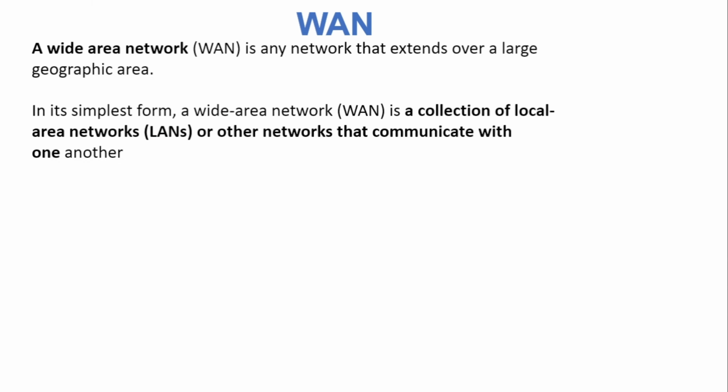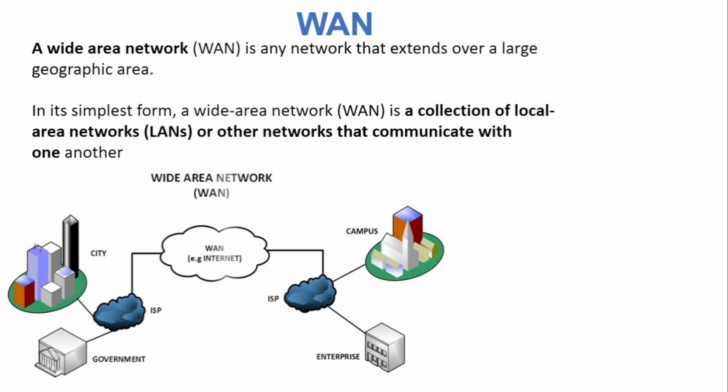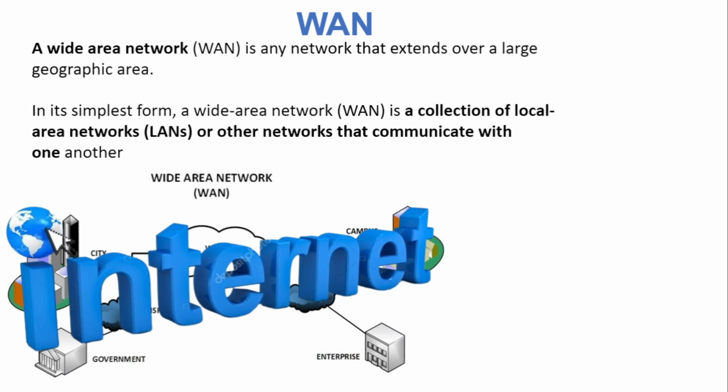The last type of network we'll be discussing in this video is the WAN. A WAN, or wide area network, is any network that extends over a large geographical area, such as countries, continents, or even the entire globe. In simple terms, a wide area network is a collection of local area networks, LANs, or other networks that communicate with each other, like the CAN and the MAN. WAN is the largest type of network we have. A good example of a WAN is the internet.